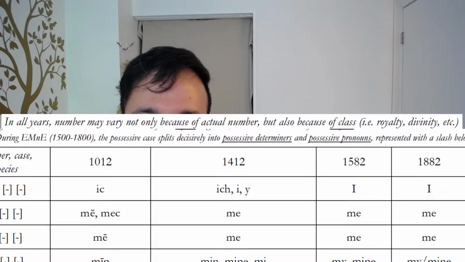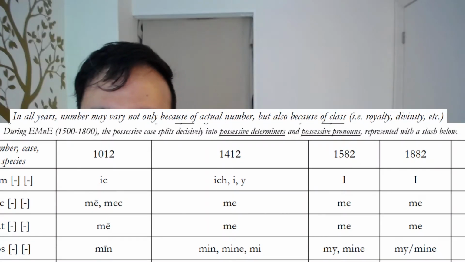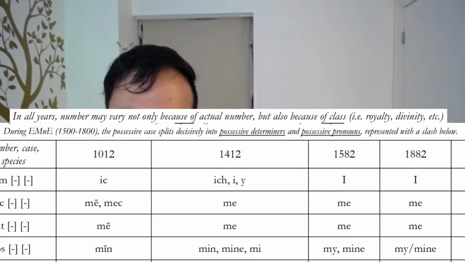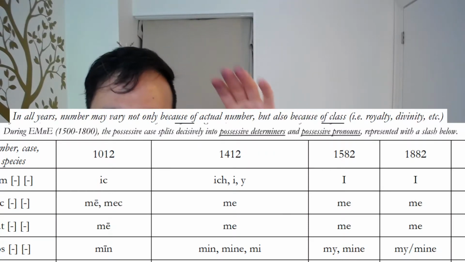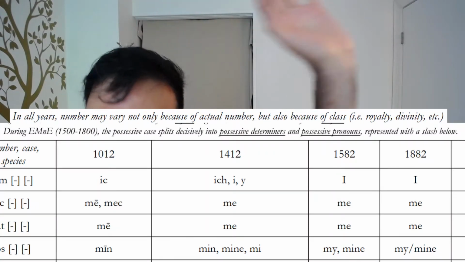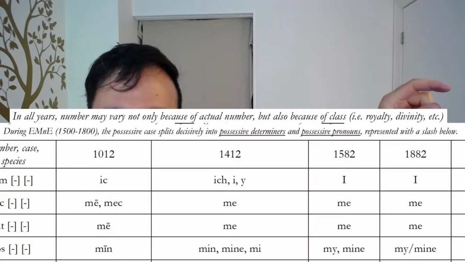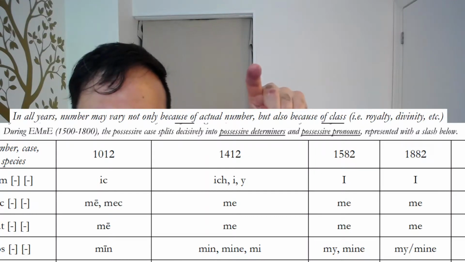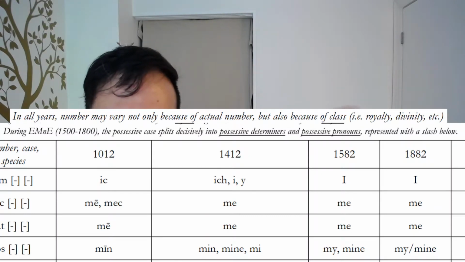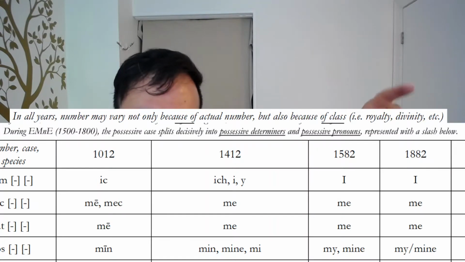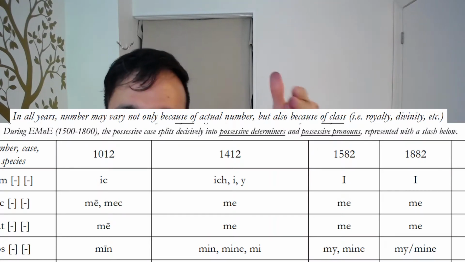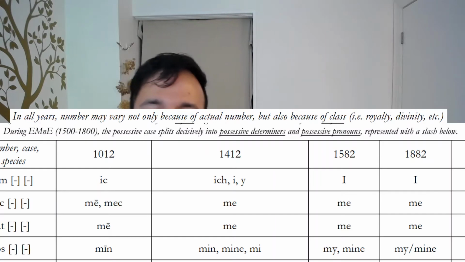Also, interestingly, we see here on the second line, during the early modern English period, 1500 to 1800, the possessive case, let's treat possessive and genitive as interchangeable for the purposes of this lecture. They won't always be. The possessive case, the genitive case, splits decisively into possessive determiners and possessive pronouns, which are represented with a slash. So you see here under 1882, my versus mine. My is a possessive determiner. What do I mean by that? Well, I mean that it is modifying a noun rather than standing on its own as a replacement for a noun, as a pronoun does.